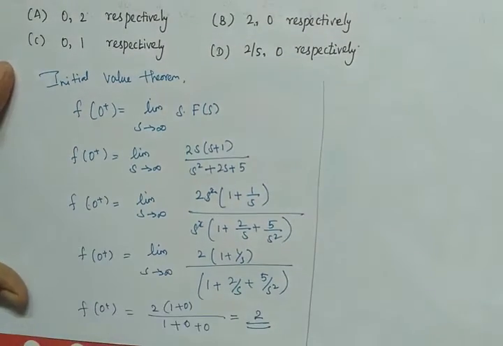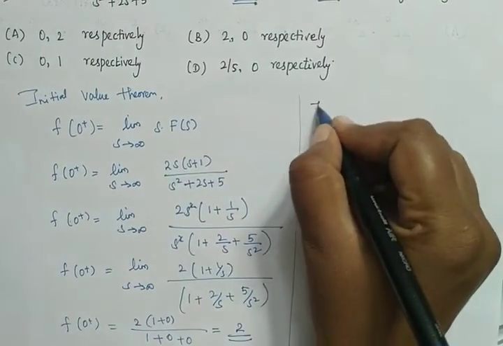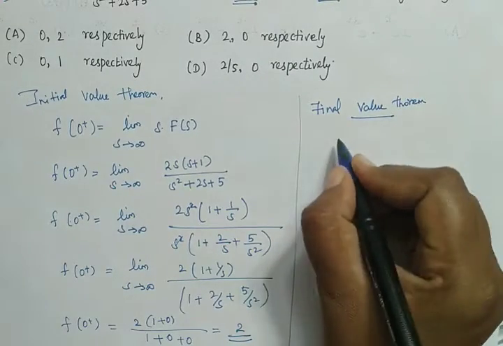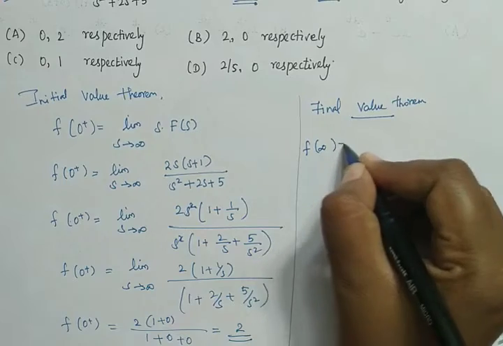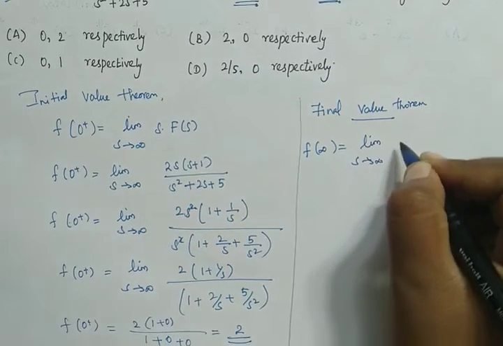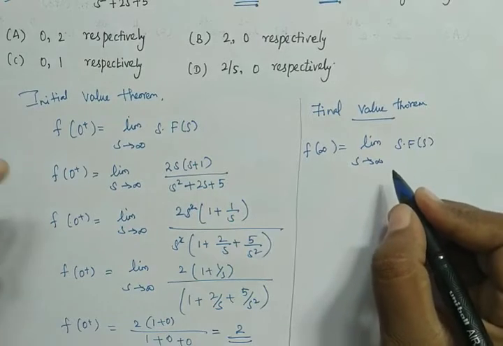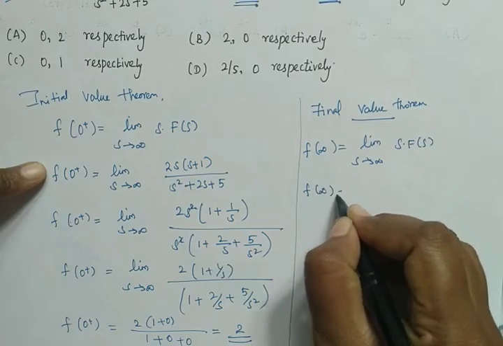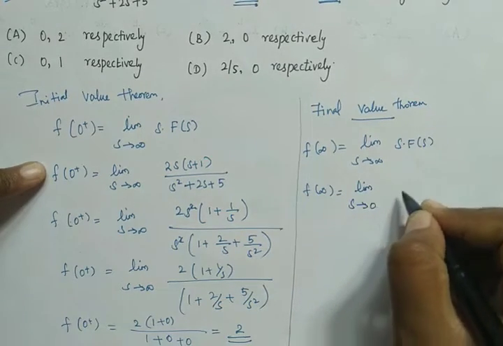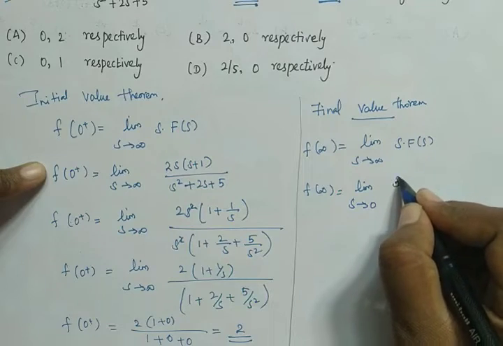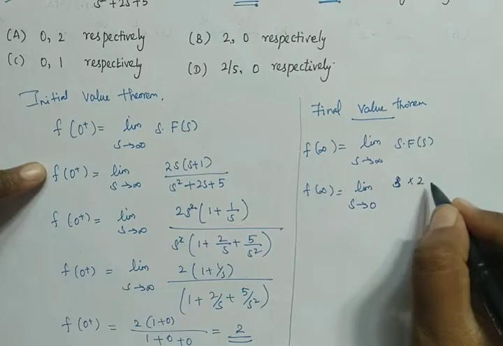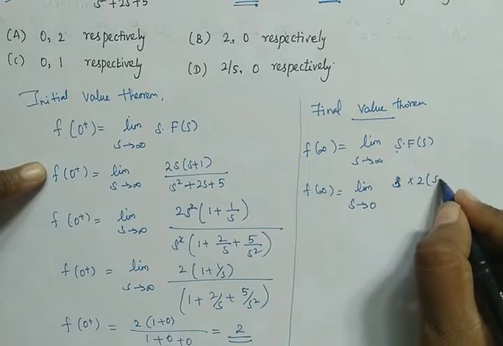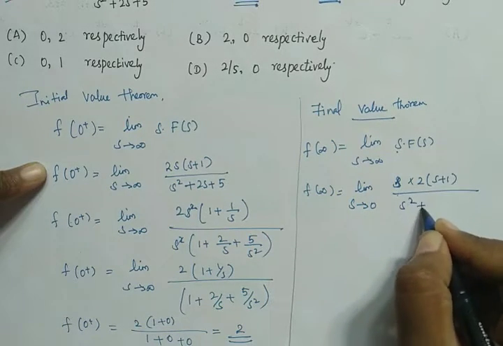Now what will be our final value theorem? So let us write here the final value theorem, and we know how to write this: f of infinity will be equal to the limit where s tends to 0 of s into f of s. And now let us substitute this here. Already we have written this, therefore we can write f of infinity will be equal to the limit s tends to 0, s into 2 into s plus 1 divided by s square plus 2s plus 5.